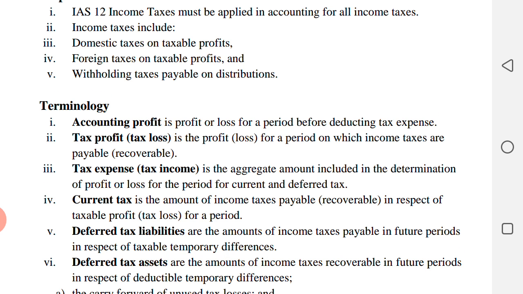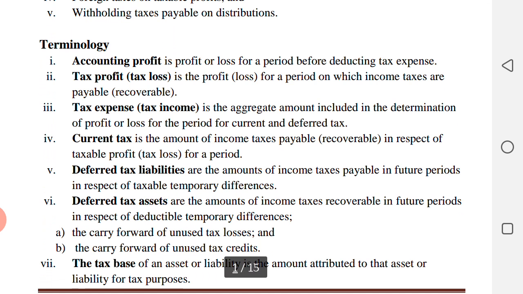This standard talks about some definitions, because we must understand some key definitions. Subsequently, in the course of this study, we'll be seeing these terms, so we should understand them. So I won't keep stopping to explain the terms later; I'll just be using them. Now, one, accounting profit. What is accounting profit? It's the profit or loss for a period before deducting tax expense. So that's accounting profit.